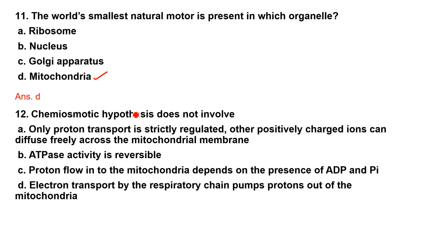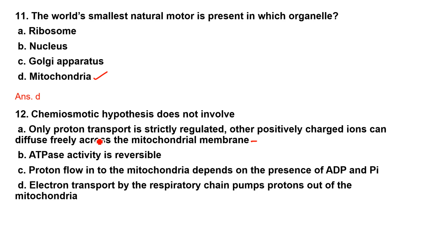So whenever this electrochemical gradient is broken, it is coupled to the synthesis of ATP. That is what is called the chemiosmotic hypothesis. Now let's read out the statements one by one. Only proton transport is strictly regulated. Other positively charged ions can diffuse freely across the mitochondrial membrane. Is this option correct or wrong?